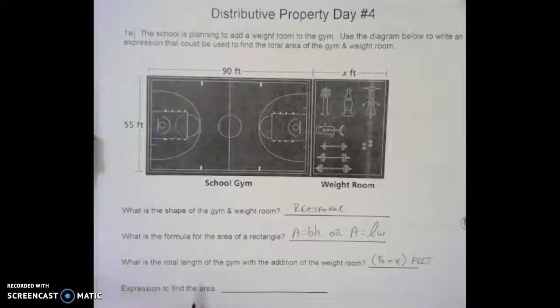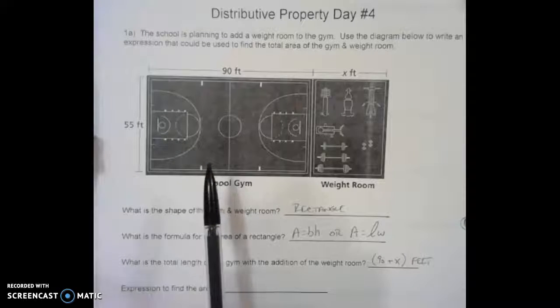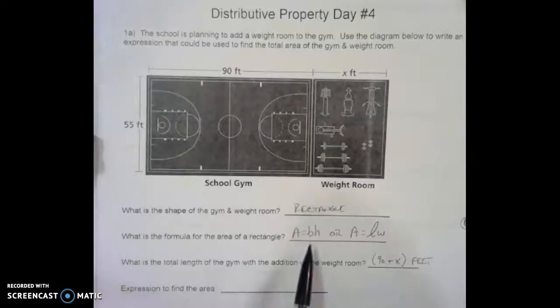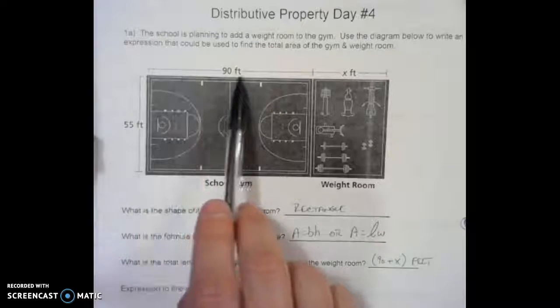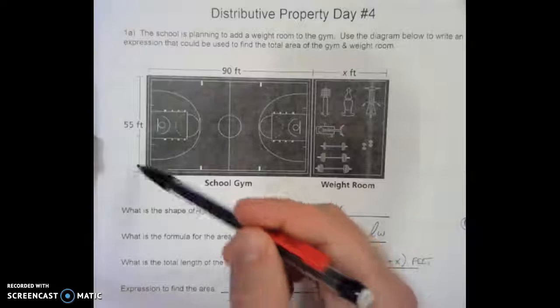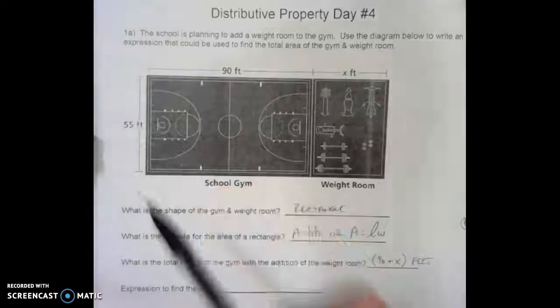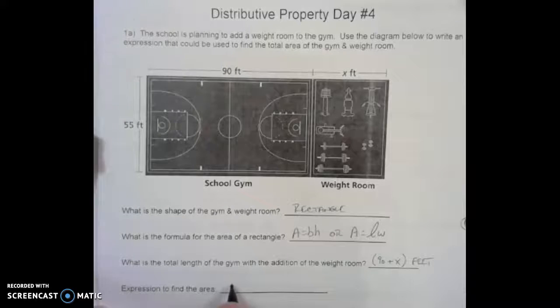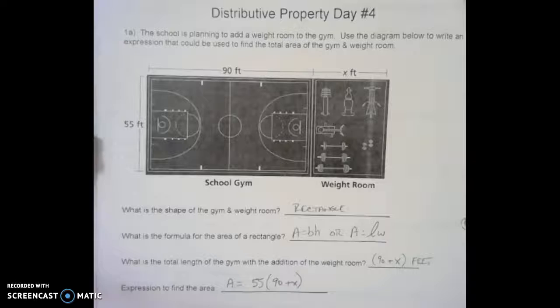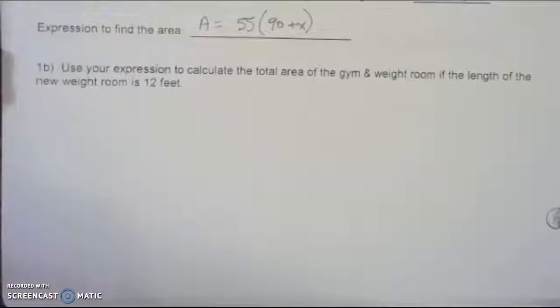And so they want us to come up with an expression to find the area of the gym and the weight room. Again, remember, it's a rectangle. In order to find the area of the rectangle, we do base times height or length times width. We just saw that the length is going to be 90 feet plus X feet, and the width is down here at 55 feet. So if I put this together as an expression, the area equals the width, 55 feet, times the entire length of 90 plus X feet. This is an expression I could use to find the area of the gym and the weight room: 55 times 90 plus X.